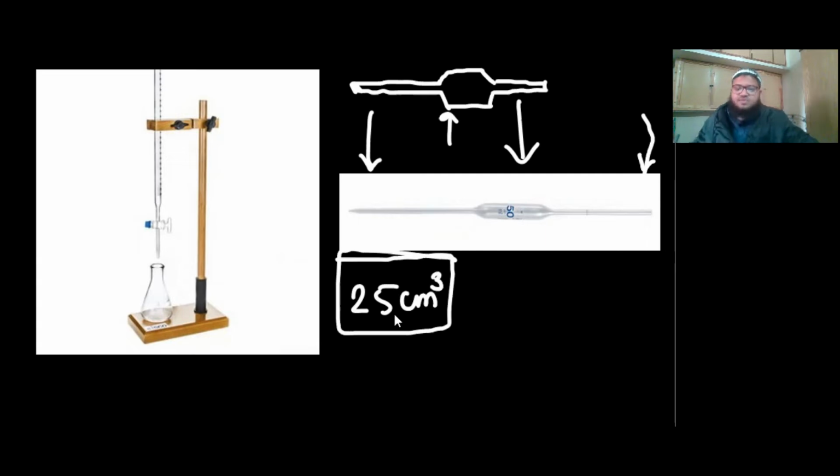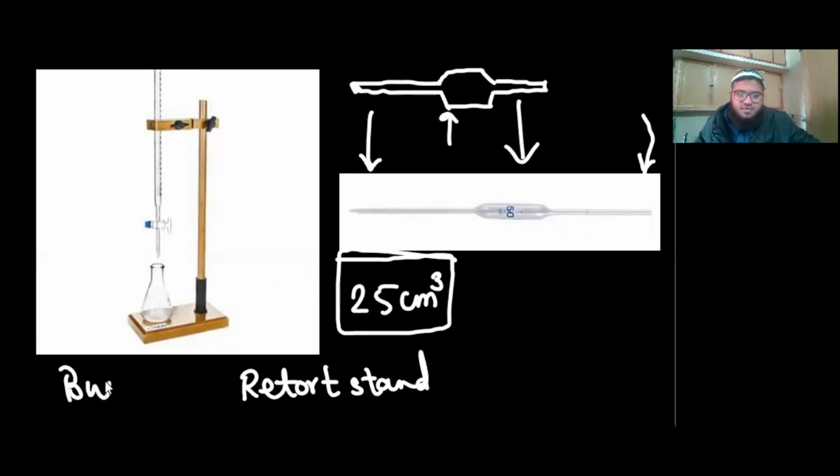and till now I hope you guys have learned this value, 25 cm cube. Okay, now this stand over here is called a retort stand, the brownish color stand over here. And this instrument that you can see hanging from this stand is called a burette.